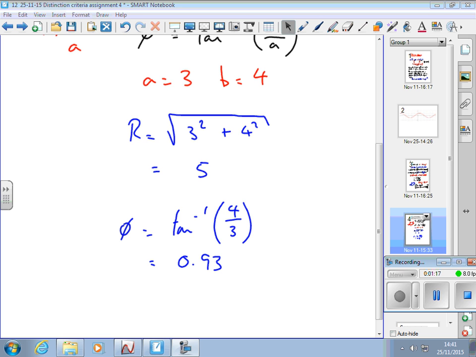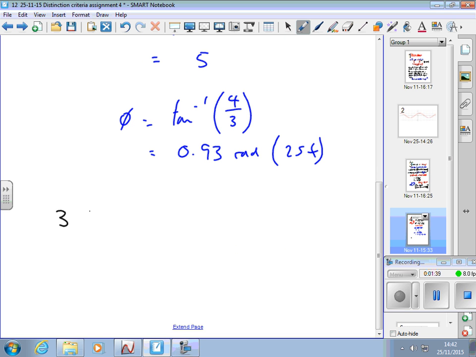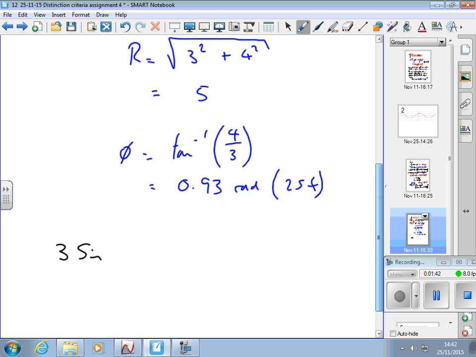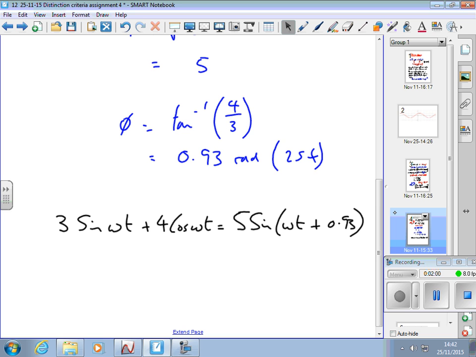So calculating it, r turns out to be 5, a 3, 4, 5 triangle, and the angle phi turns out to be 0.93 radians if we measure to two significant figures. So there's our values for phi and r. So what we're saying is that 3 sine omega t plus 4 cos omega t equals 5 sine omega t plus 0.93. That's what we're saying, that they are the same.